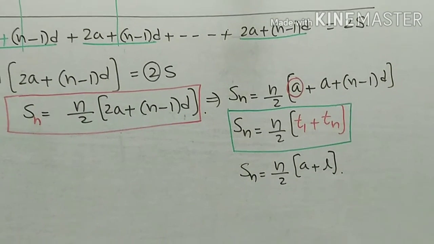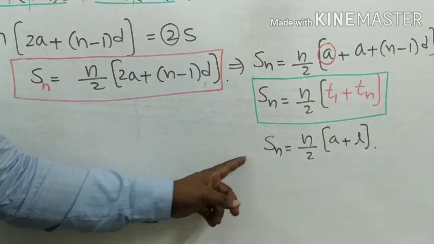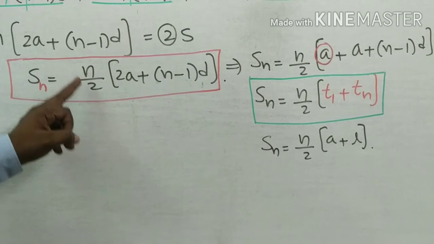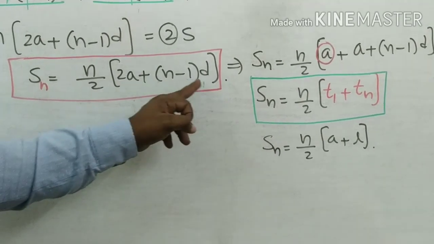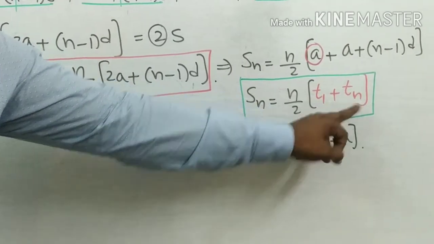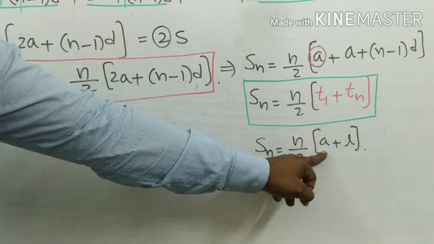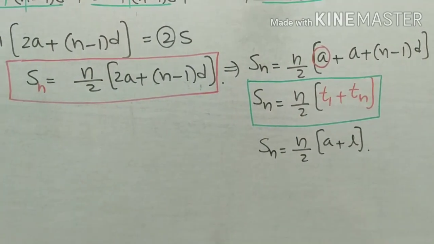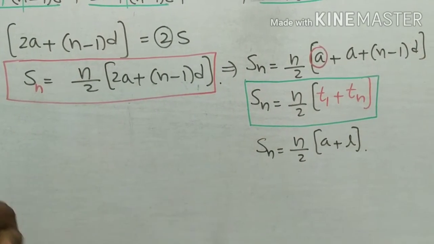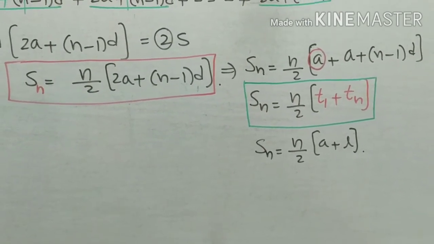So the formula for the sum of n terms I can write in three different ways: n/2 (2a + (n − 1)d), or n/2 (first term + nth term), or n/2 (a + l), where a is the first term and l is the last term or nth term of the series. This is known as the sum of n terms of an AP.